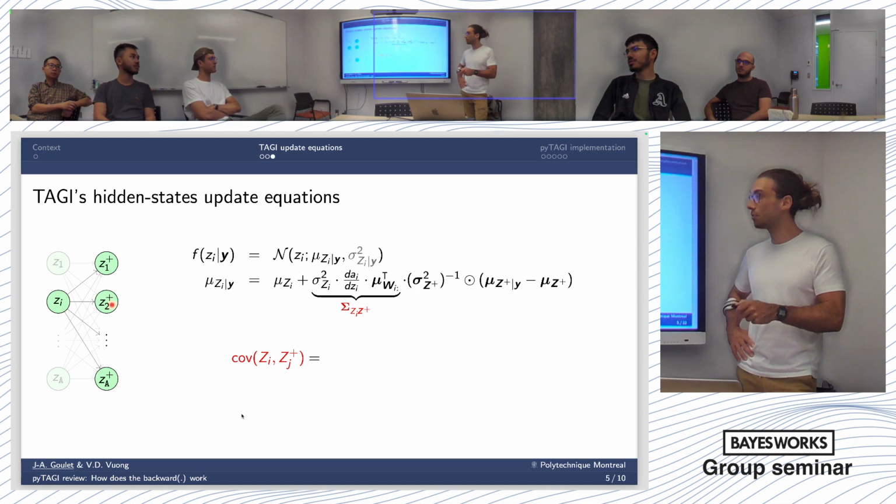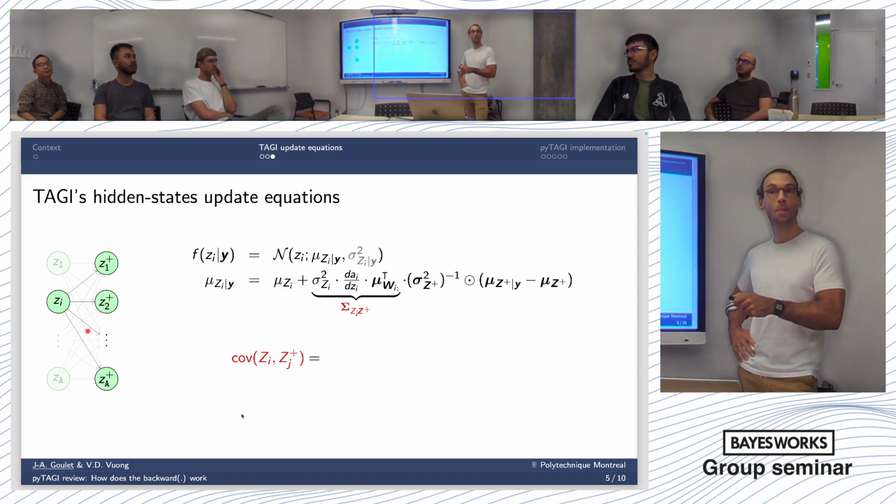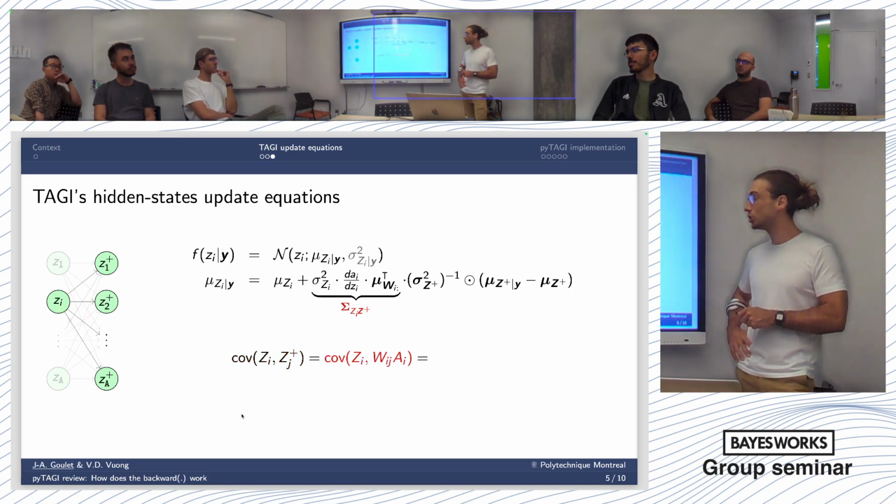But if we look at just a pair, to go from Zi to Zj plus, it's going to be Zi through an activation function, which is Ai, and I'm going to multiply that Ai by a weight. So the contribution of Zi is only this: go through an activation function Ai, and then multiply by a weight. So I need to look at the covariance between Zi and Wij Ai. Wij is coming from Zi going to Zj plus, and Ai is the transformation of Zi.